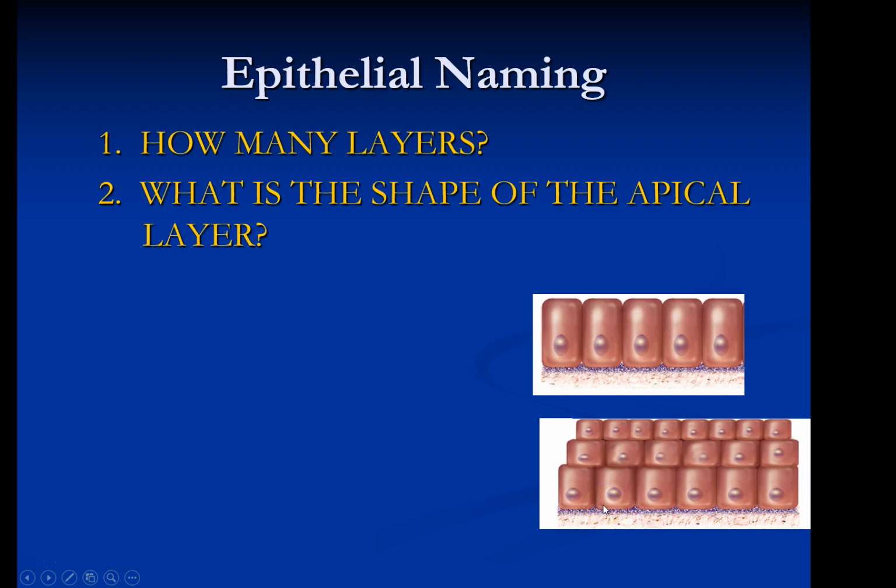Stratified cuboidal, because this is the apical layer. Okay? So it doesn't matter what any of these layers were. All right? And that's how you name them. It's not that hard. Sometimes it's hard because pictures aren't quite that simple, but the concept isn't hard.